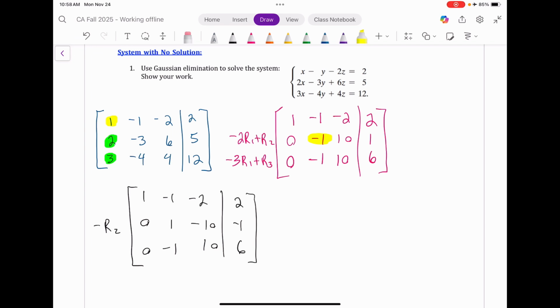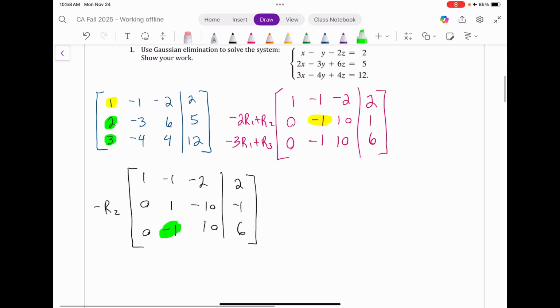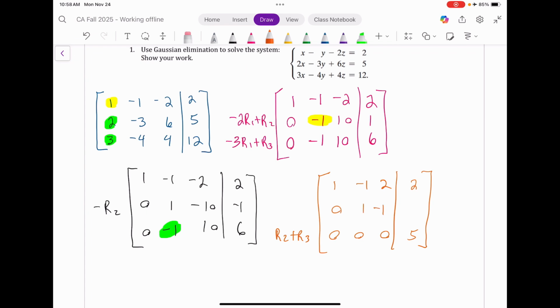Okay, and then next we want the 0 underneath that 1. So we can get that by adding row 2 to row 3. So we can do row 2 plus row 3. So we'll get 0, 0, 0, 5. And the other rows did not change. And so you'll notice that last row is interesting looking.